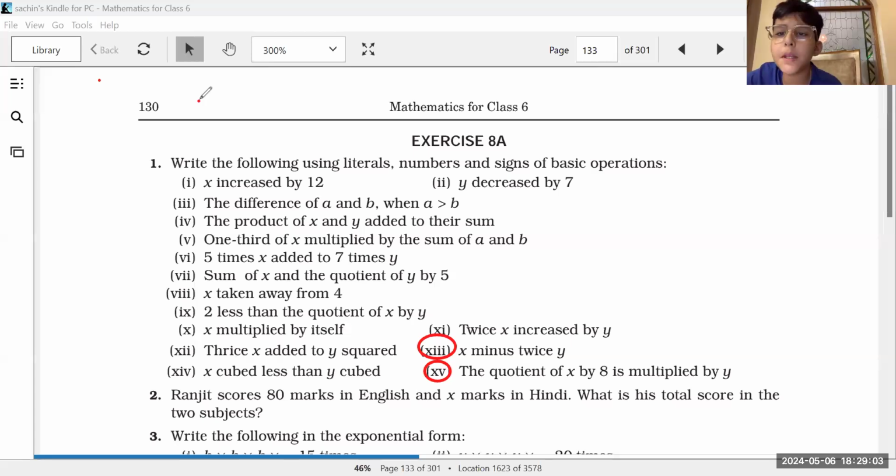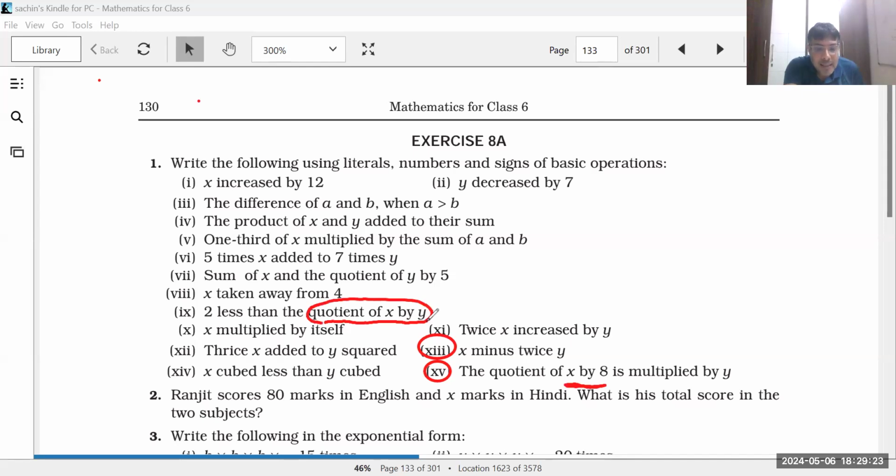So what do they mean by the 2? It means multiply the same number with itself 2 times. Sir, what do they mean by the quotient of x? Quotient of x by 8, read the whole thing. What do they mean by that? I just told you in this question, quotient of x and y by y means x divided by y.